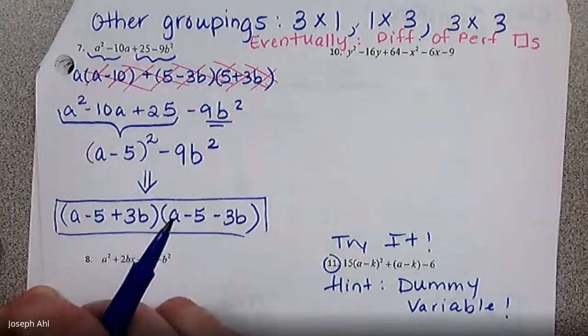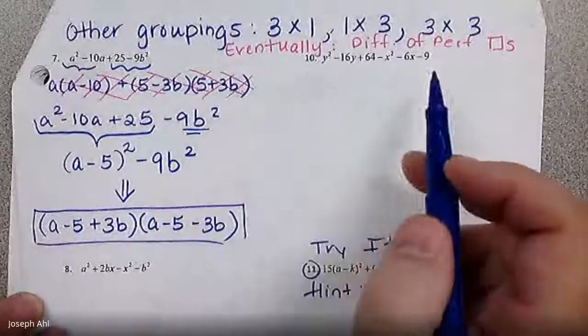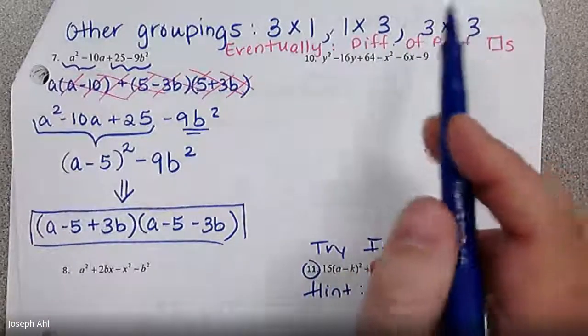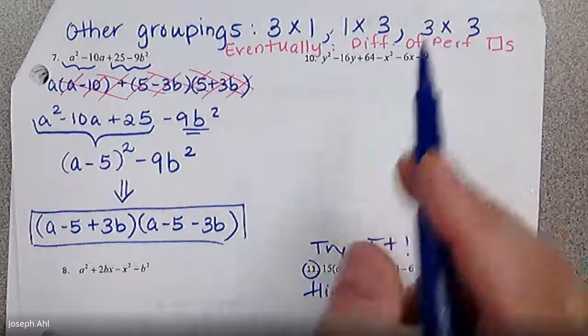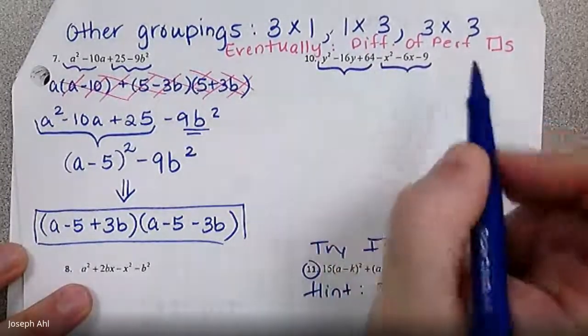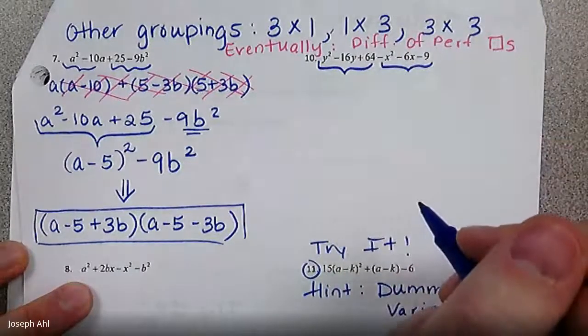That's how we're going to start maybe choosing 3 by 1 instead of 2 by 2, which didn't quite work out for us here. Okay, let's take a look at number 10. If it's a 6-term expression, it's definitely going to be 3 by 3. So if I look at this grouping here, the first three and the second three, what I'm hoping is that eventually this will turn into a difference of perfect squares.